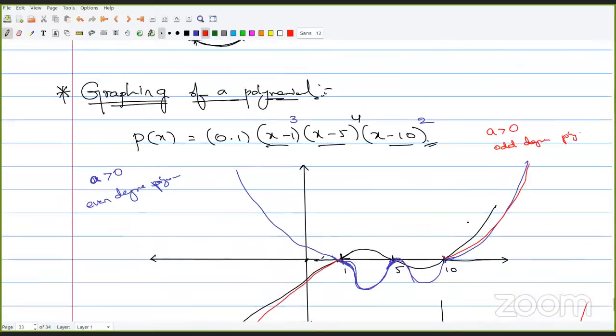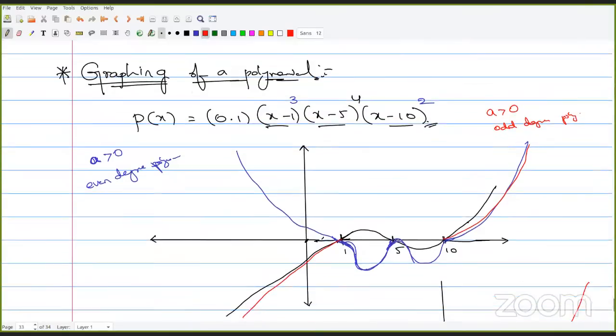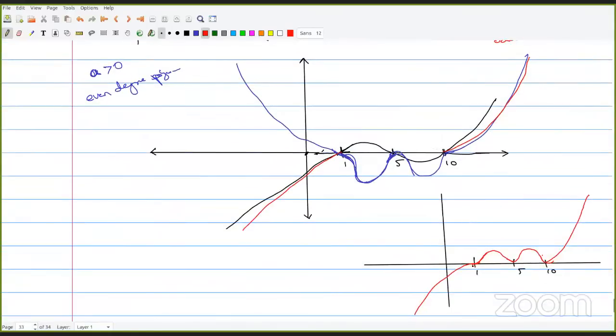Okay, this is how you should draw. There are 3 main steps. First, plot the roots on the x-axis, then draw the end behavior depending upon the leading coefficient and the odd degree or even degree. And later you start from one point, and depending upon the multiplicity, you decide whether you should cut the x-axis or bounce back.